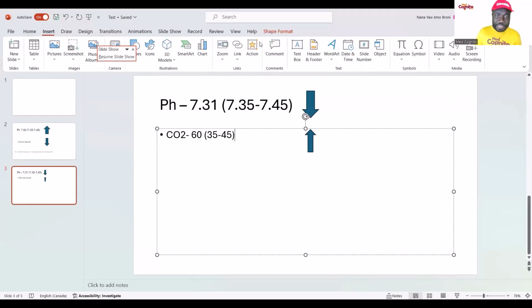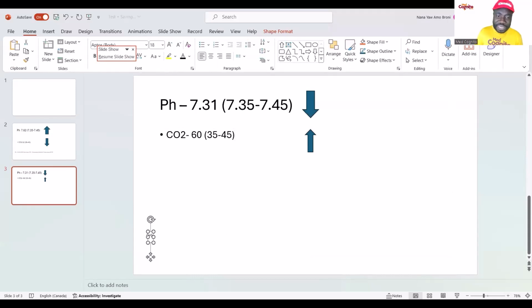My next point is that this patient is acidotic. That's the first thing I want to say. Now, the CO2 arrow, is it going in the same direction or the opposite direction? Opposite. Okay. So since it's going in the opposite direction, what will I say? This patient is acidotic, but it is respiratory what? Respiratory acidosis.